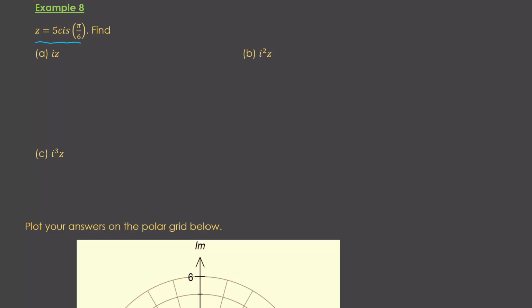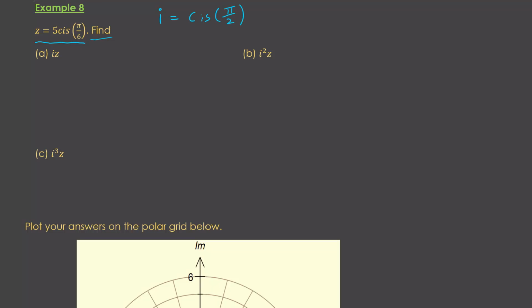z is equal to 5 cis pi by 6. We want to find the following. And you can see that it's iz, i squared z, and i cubed z. Now, it's important to note that i is equal to cis pi by 2.